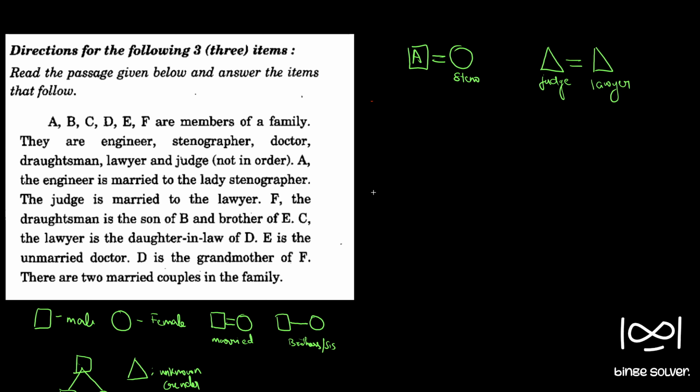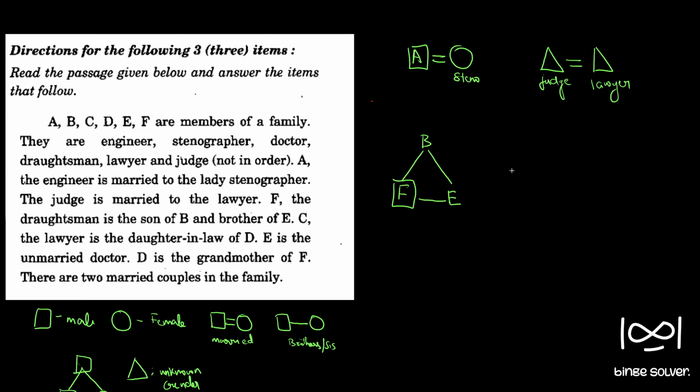Then F, the draughtsman, is the son of B and brother of E. So we know that F is a son, so a male person, son of B and brother of E. They are linked like this. This is the brother relationship and this is the parent-child relation. We don't know the gender of B and E, so we'll leave it like that.